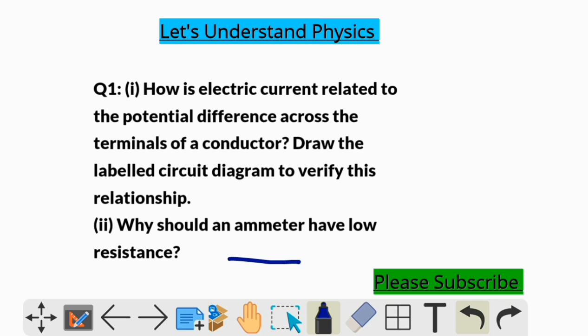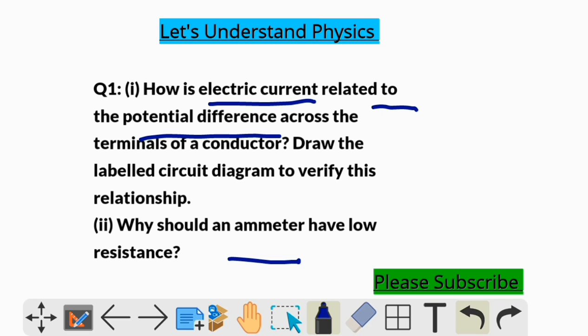These two questions were asked in the 2023 CBSE board question paper. First question: How is electric current related to the potential difference across the terminals of a conductor? Draw the labeled circuit diagram to verify this relationship. So here, what are they asking? They are asking you to tell the relation between electric current and the potential difference, and how they are related to each other.